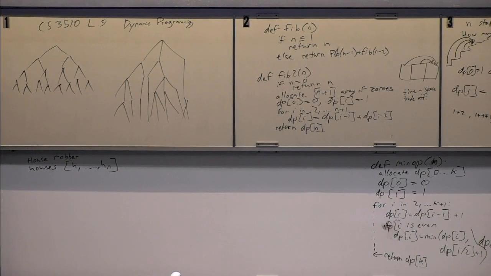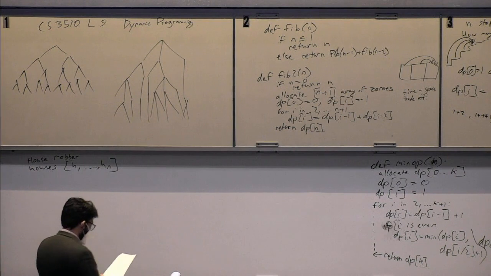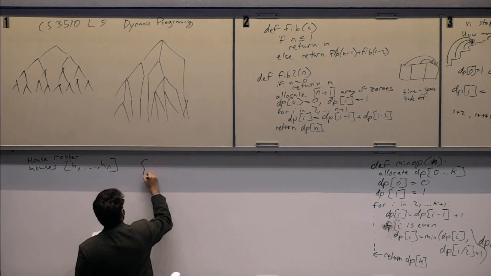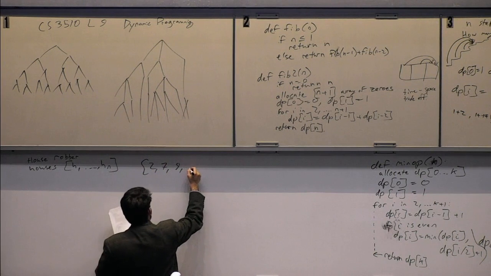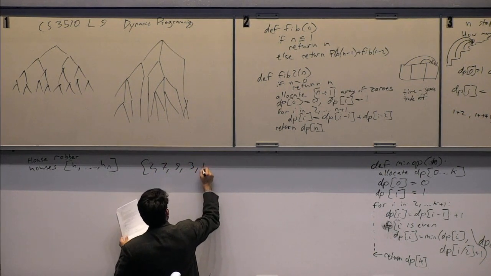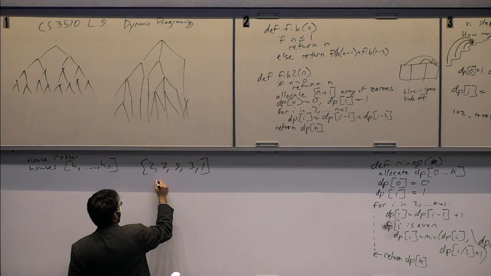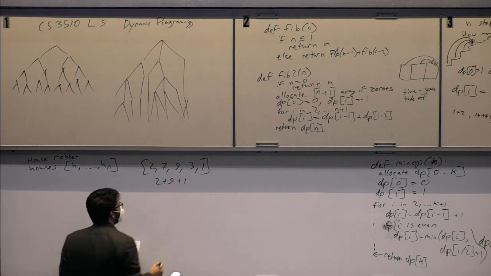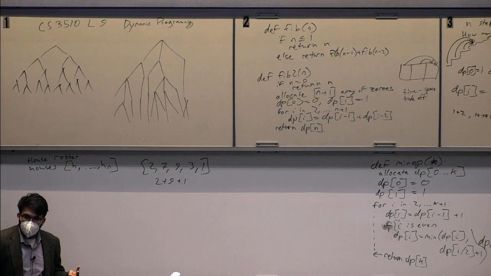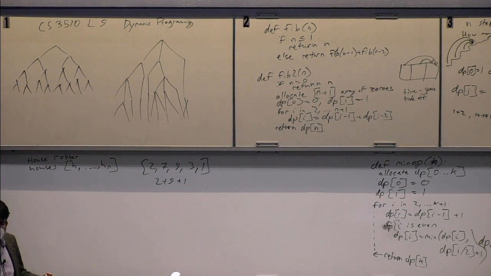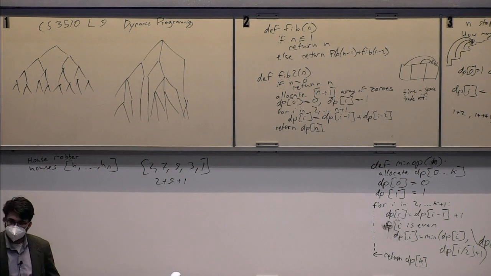So you want to choose a subset of the houses such that no two are consecutive, and you maximize the amount that you take away, right? So here's an example. If you have 2, 7, 9, 3, and 1, the max you can rob would be 2 plus 9 plus 1, right? You can't rob two consecutive houses. So you have to make a decision, at some house, do you rob it or not? Because robbing a house may mean you can't rob the next house, right?